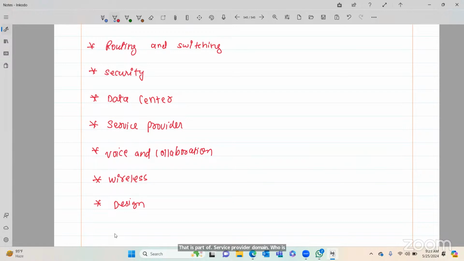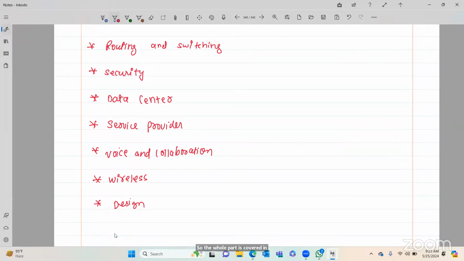Voice and collaboration, how voice traffic will be forwarded. Wireless, you know that in today's world, initially we were not much dependent on wireless, and wireless was not well developed. But now in today's network, wireless is like 50-50. We have wired connectivity as well as wireless connectivity. So the whole part is covered in the wireless domain.